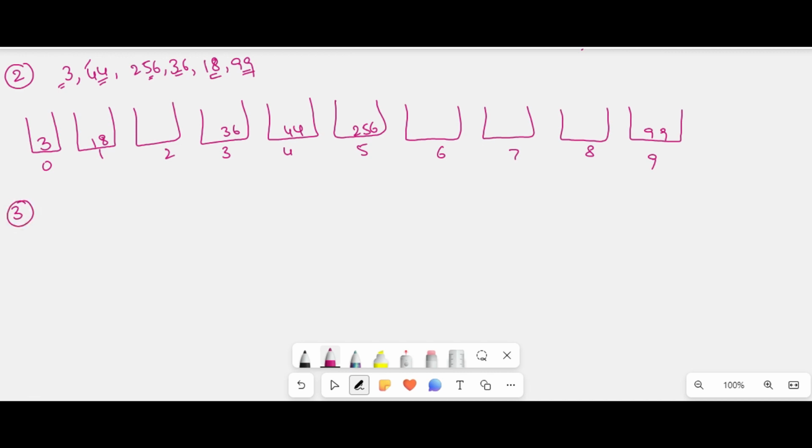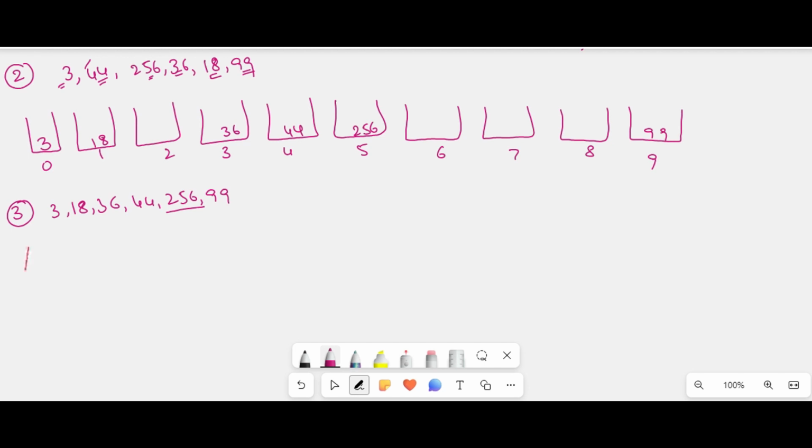Now take this order of elements, not the original array: 3, 18, 36, 44, 256 and 99. Consider this and then insert. You may wonder how many times we will do this. We will do it 3 times. Why? Because the maximum number in the array is 256, which consists of 3 digits: ones place, tens place and hundreds place. So we will do this process for 3 iterations.